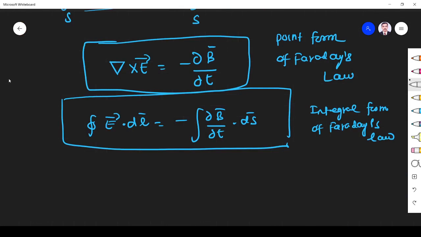So these two equations are known as Faraday's law. This one is the point form or differential form. Why is it known as point form? Because it involves the del operator, which talks about every point, because del is dou by dou x ax plus dou by dou y ay and so on. So it talks about a change in a quantity at a particular point. So it is a point form. It involves differentiation, so it is also called the differential form. This is the point form, and this is the integral form.